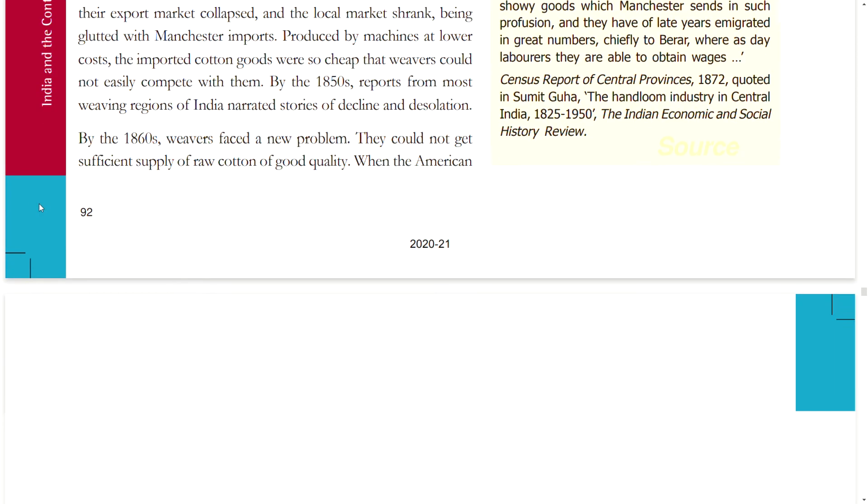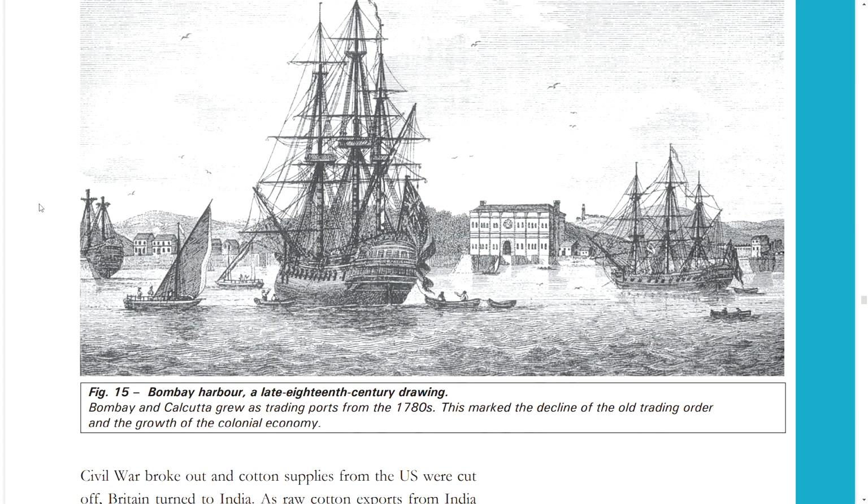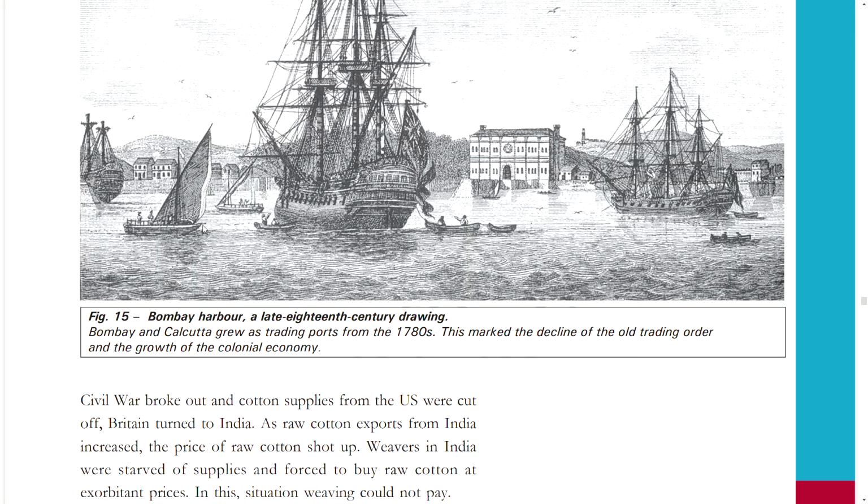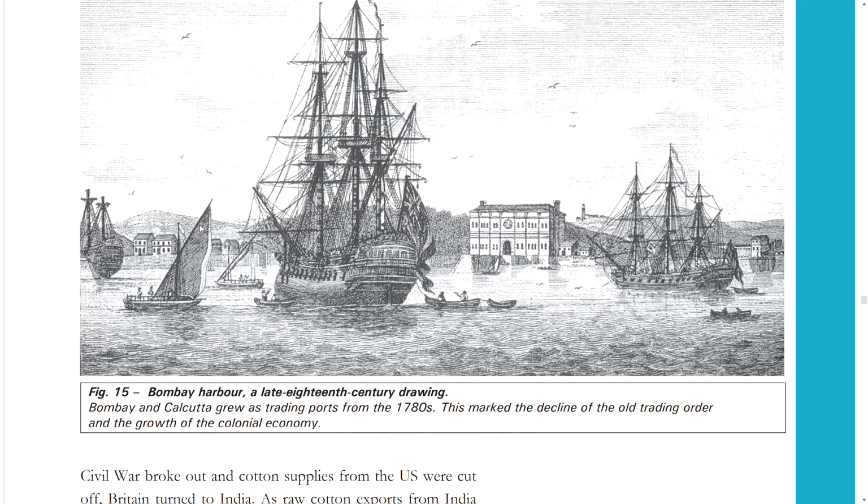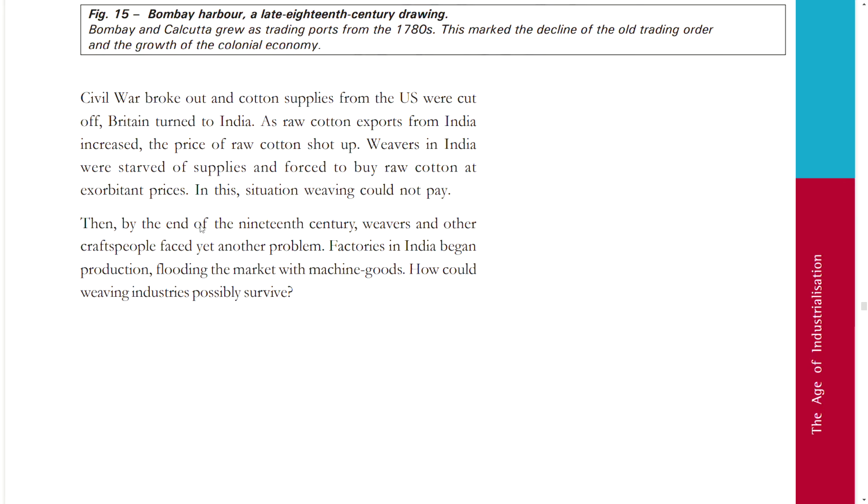When the American Civil War broke out and cotton supplies from the US were cut off, Britain turned to India. Raw cotton exports from India increased. The price of raw cotton shot up. Weavers in India were starved of supplies and forced to buy raw cotton at exorbitant prices. In this situation, weaving could not pay. Figure: Bombay Harbour, a late 18th century drawing. Bombay and Calcutta grew as trading ports from the 1780s. This marked the decline of the old trading order and the growth of the colonial economy.